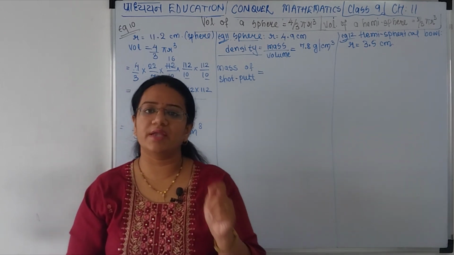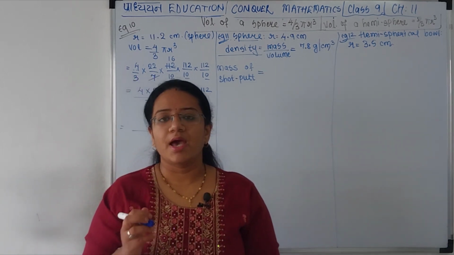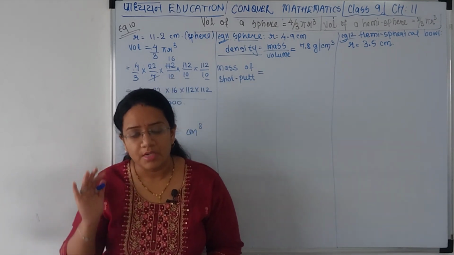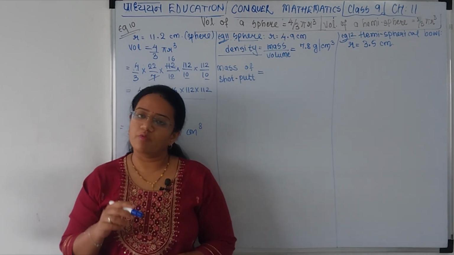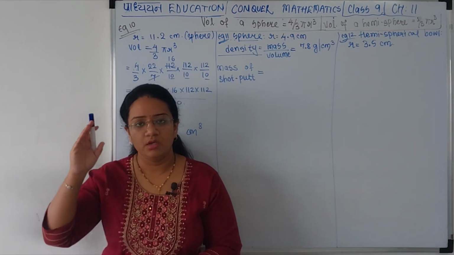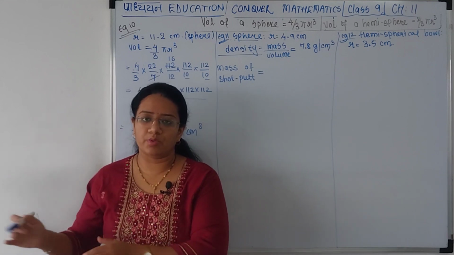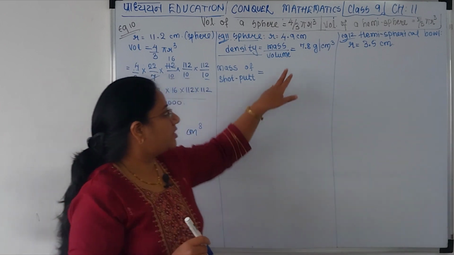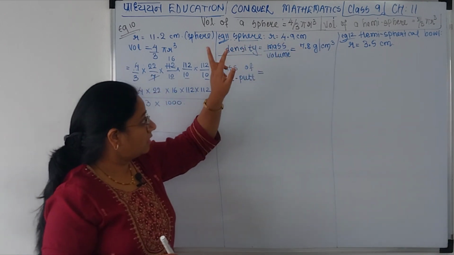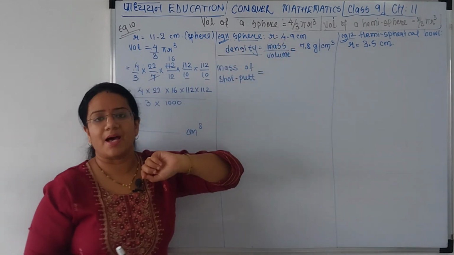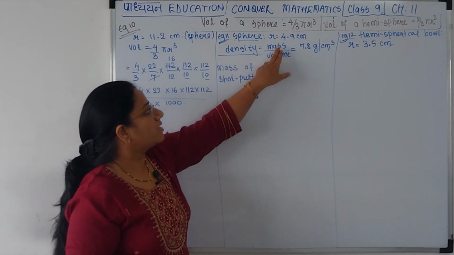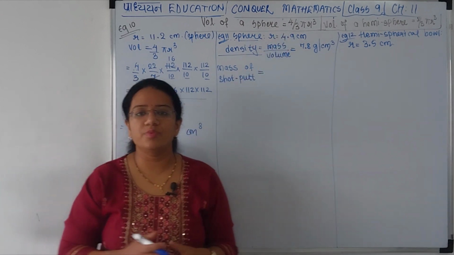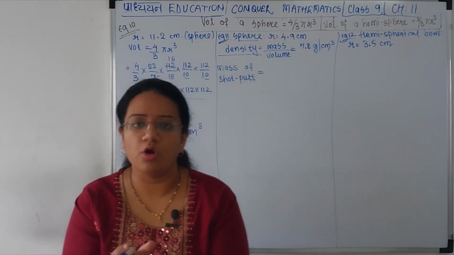You are given that the radius is 4.9 centimeters and the density of the metal that is used is 7.8 grams per centimeter cube. Obviously, the unit of density will be mass upon volume, that is gram per centimeter cube. The density is given to you as 7.8. You are given the radius, you have to find the mass. You will be able to find the mass by multiplying density and volume using the radius, and you will get the mass of that particular ball or the shot put.